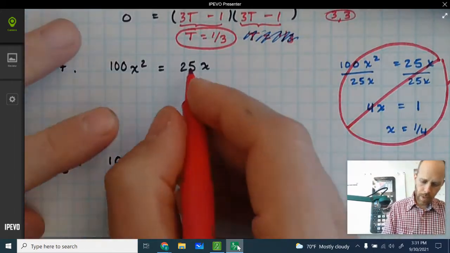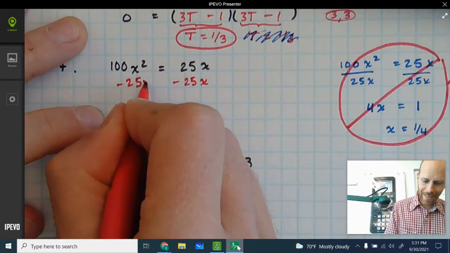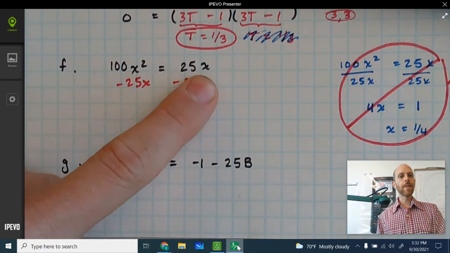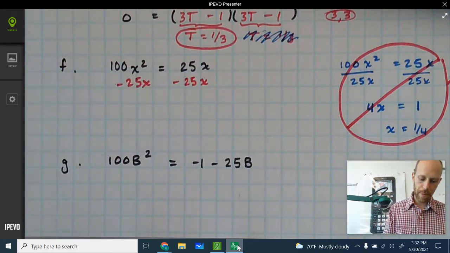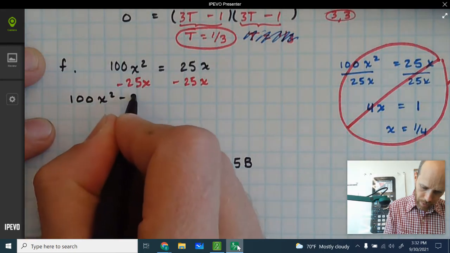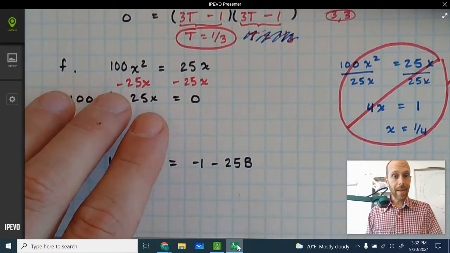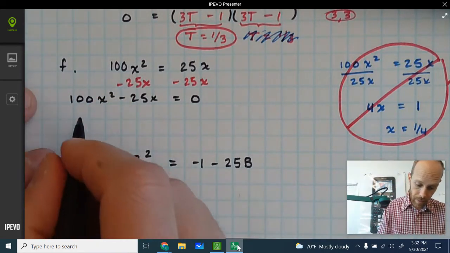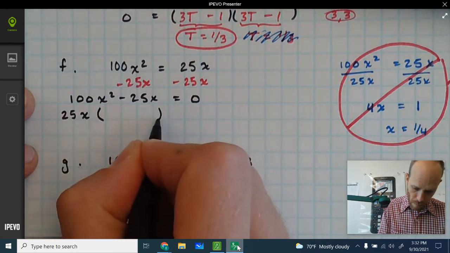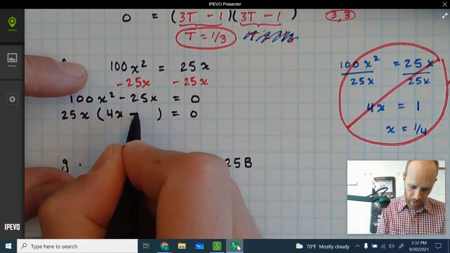Instead, what you want to start by doing is the same approach that we had on the last couple of problems, which is move everything to one side, set it equal to 0. I'm moving the 25x because I want to keep the squared term positive. That leaves us with 100x squared minus 25x equals 0. And now we can pull out a greatest common factor. Our greatest common factor would be 25x, which leaves us with a 4x minus 1.